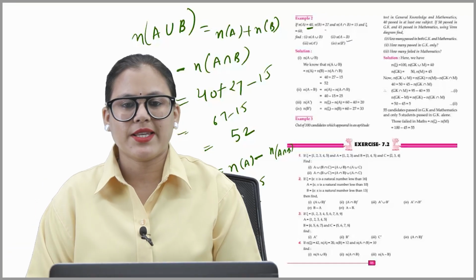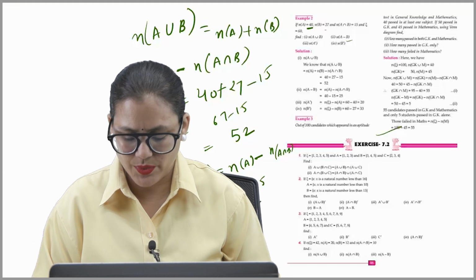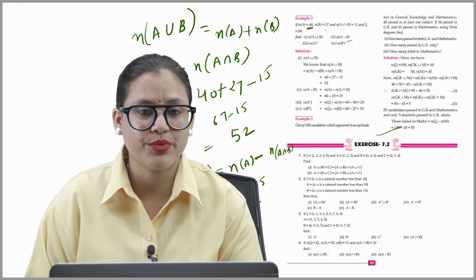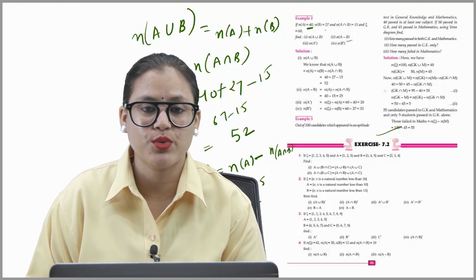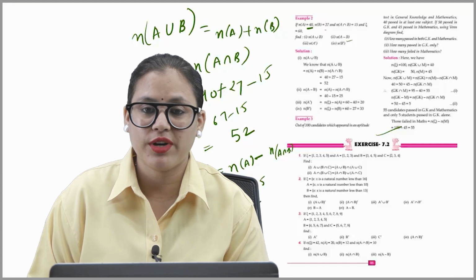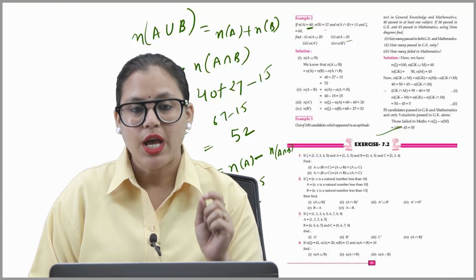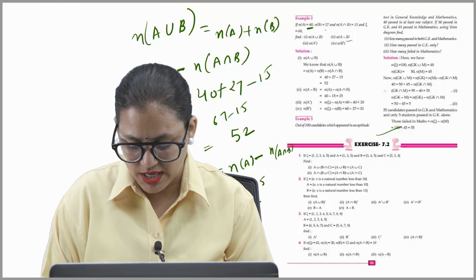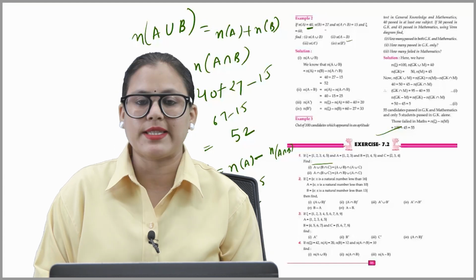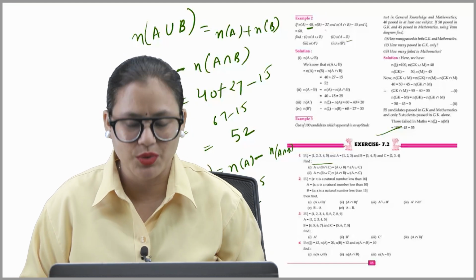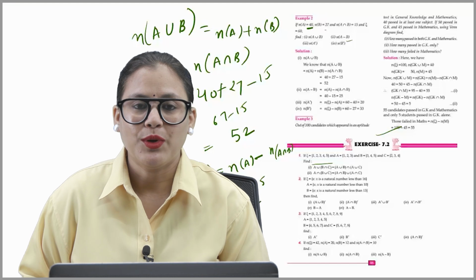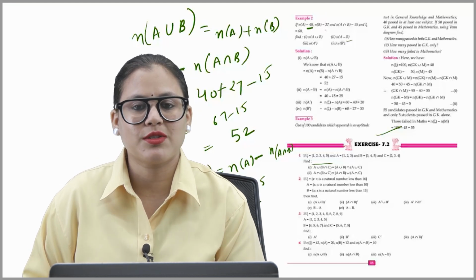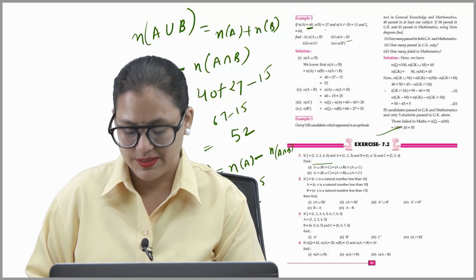Okay, exercise 7.2. First question: epsilon is {1, 2, 3, 4, 5}, A is equal to {1, 2, 3} and B is equal to {3, 4, 5} and C is equal to {2, 3, 4}. Then you have to find. Remember that always your LHS will be equal to the RHS, because there is a sign of equal to. Okay, students, so keep doing practice of this exercise, right?